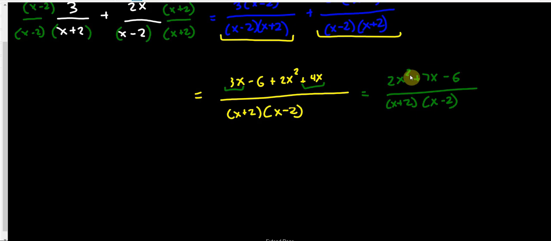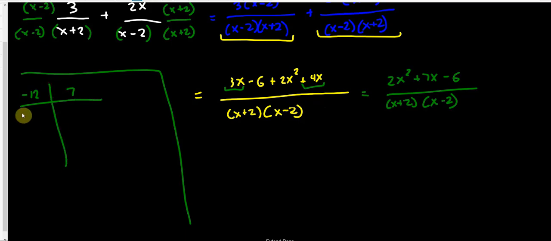to factor this. If you wanted to, it might be good to do some scratch work to try to factor it. We could do the AC method, or we could guess and check. But the AC method says take your A value, multiply it by the C value, that'd be negative 12. And let's see if there's anything that multiplies to negative 12, which would add to positive 7.